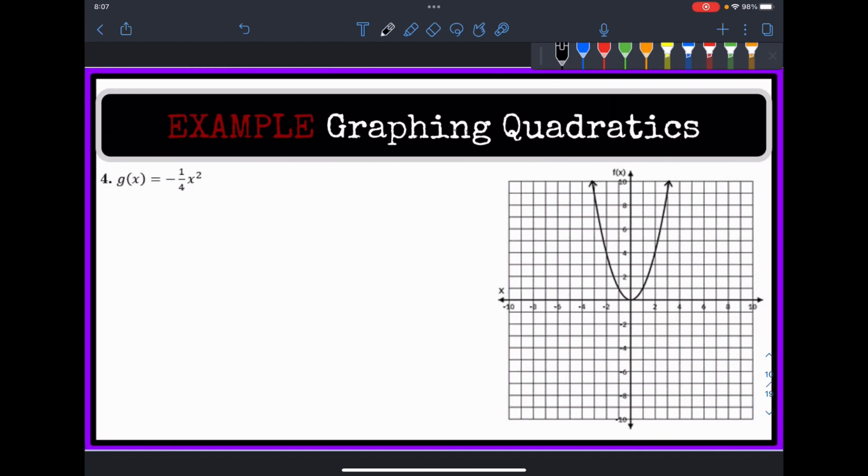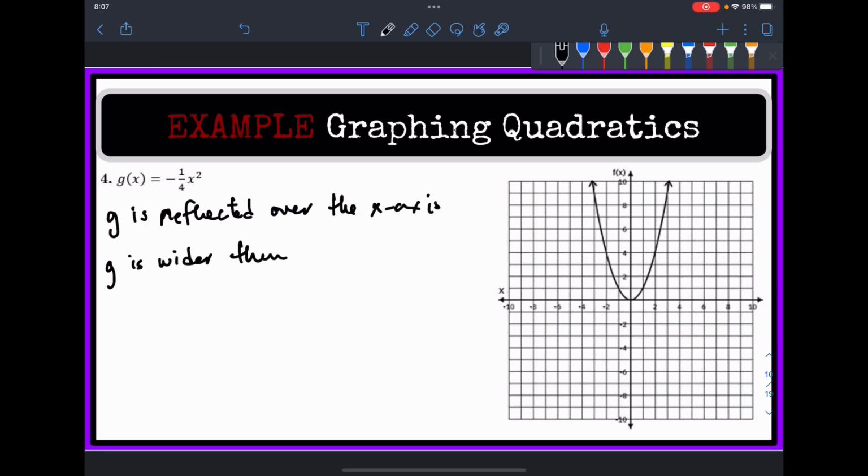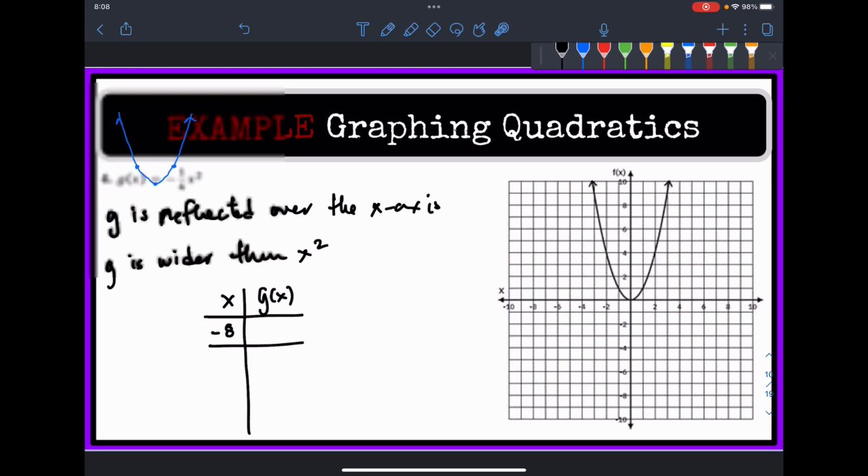The last example, because of the negative sign, G is reflected over the x-axis, and because we're multiplying by 1/4, G is wider than x squared. And here I'm going to use points that are divisible by 4. Since we're making it wider, we'll use values of x that are divisible by 4.